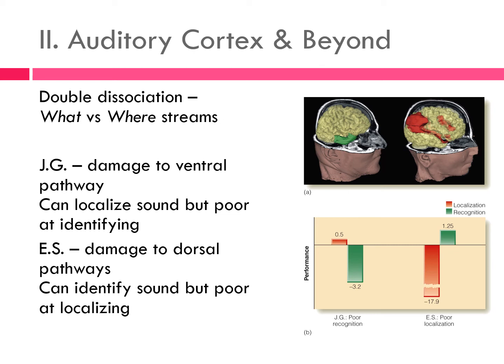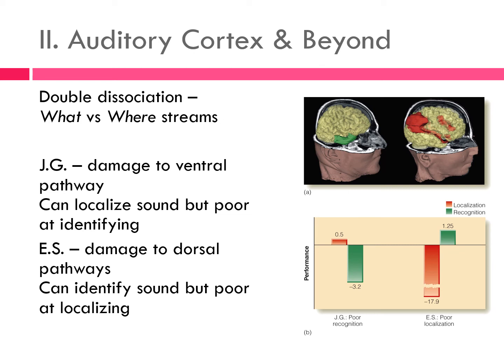So JG has damage to his ventral pathway. If I'm remembering these two people correctly, I think JG is a he and ES is a she, but I might be mixing them up. JG has damage to his ventral pathway, so he cannot identify sounds very well. He can localize sounds, but is poor at identifying, and you can see his performance over there in the left part of that graph.